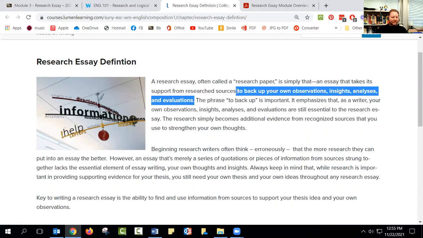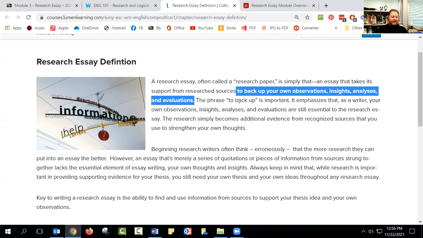This is really important, right? A research paper isn't reading a bunch of other articles and websites and just copying and pasting their information into the page, right? That's just creating a Wikipedia page, basically, right? What you're doing is you're using research, you're using outside sources to back up your ideas, your observations, your insights, right? So you're going to have a claim, an argumentative claim, and you're going to use outside information to back up what it is you already believe, right?